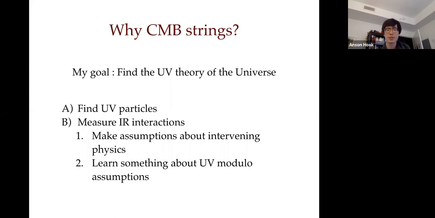So what normally happens is that to learn about UV physics, we don't have the energy to create them. So we usually measure things in the IR, and we make assumptions about intervening physics between where we can measure and where we hope to understand. And you learn something modulo these assumptions, and that's usually in the form of GUTs. That's the classic example, where you assume that there's either nothing between here and the unification scale, or at least everything comes in complete multiplets. And you notice that the gauge couplings unify.